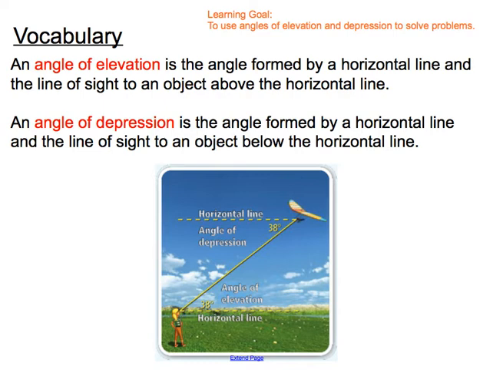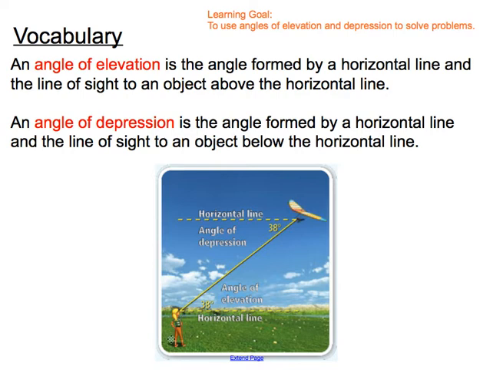An angle of elevation is the angle formed by a horizontal line and the line of sight to an object above the horizontal line. An angle of depression is the angle formed by a horizontal line and the line of sight to an object below the horizontal line.